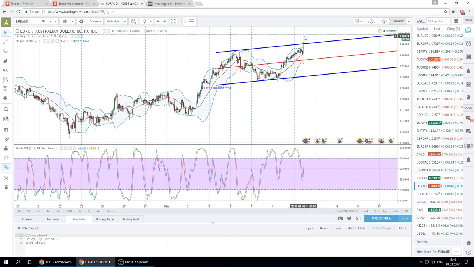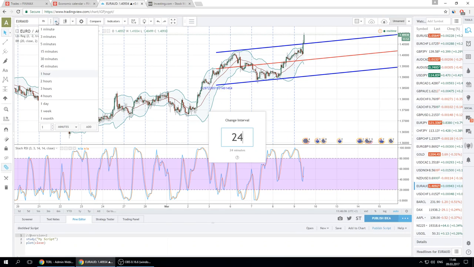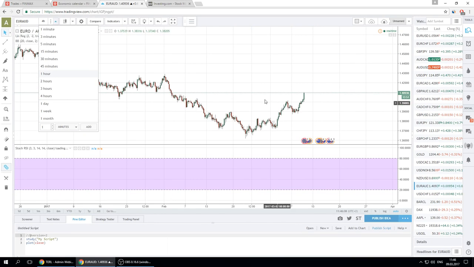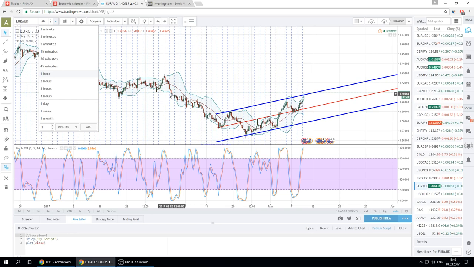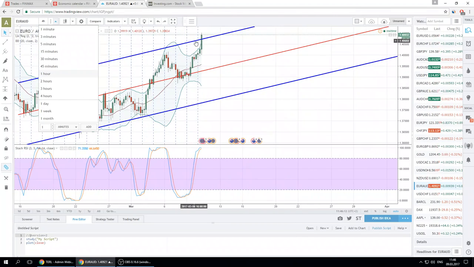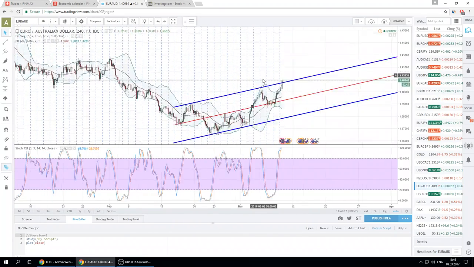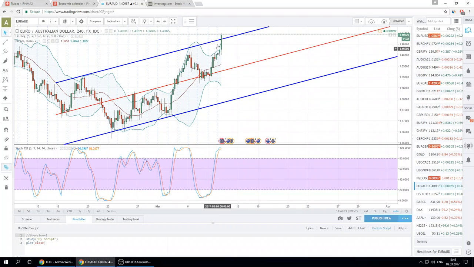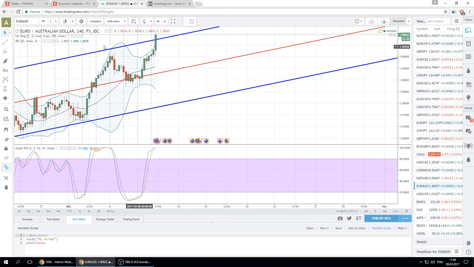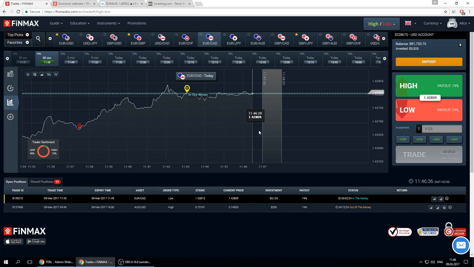Well, we may expect the euro to start going down because the price has been really high for a pretty long time, but it's better to wait until the price shows that it's going down, that it fixed, and the next candle goes down. So within a few minutes we're going to see the next candle appear, and the situation will be much clearer.